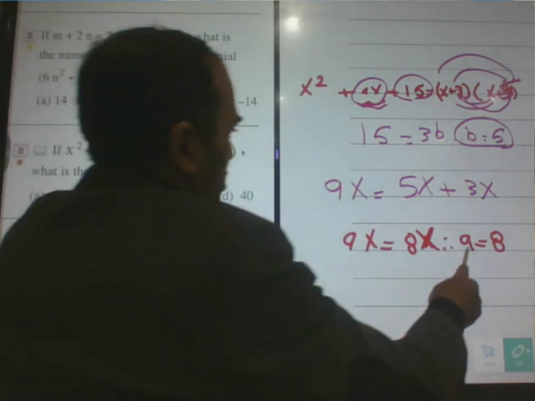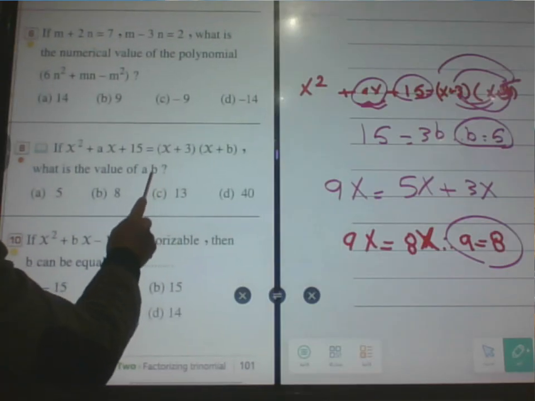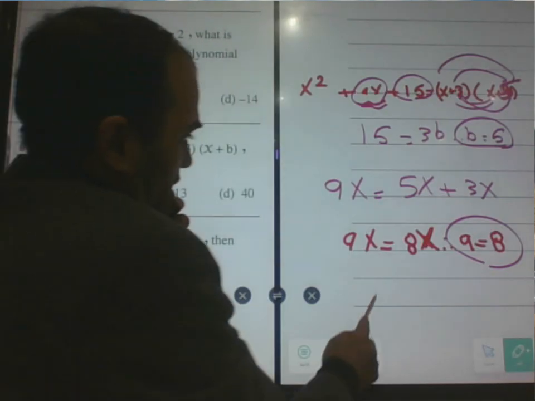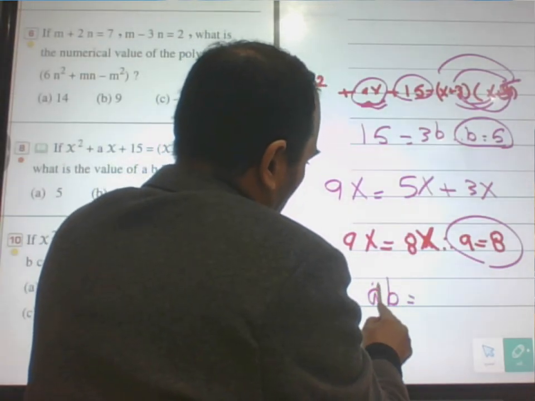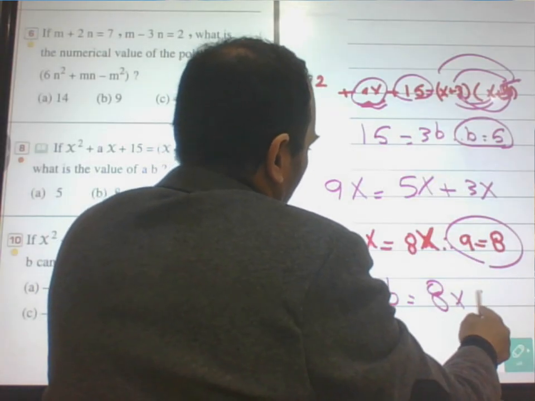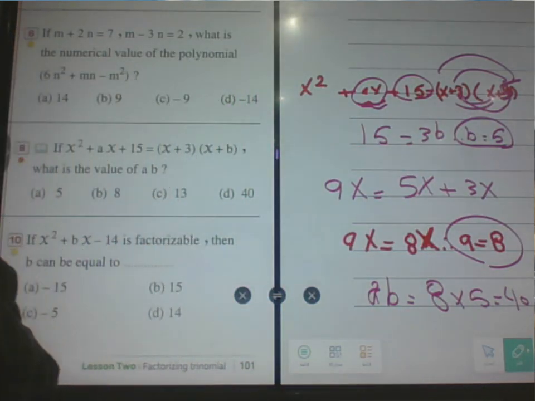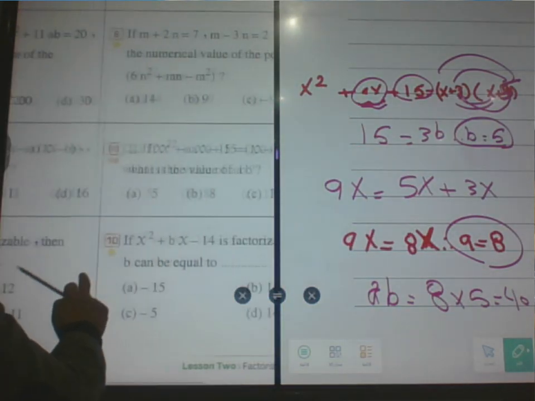Now he wants e times b. e equals 8, and the value of b is 5. 5 product by 8 equals 40. The product between them equals 40. Choose letter D. Next question.